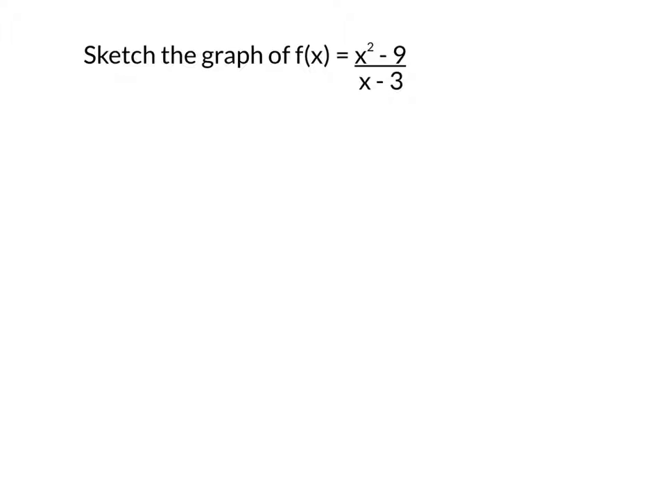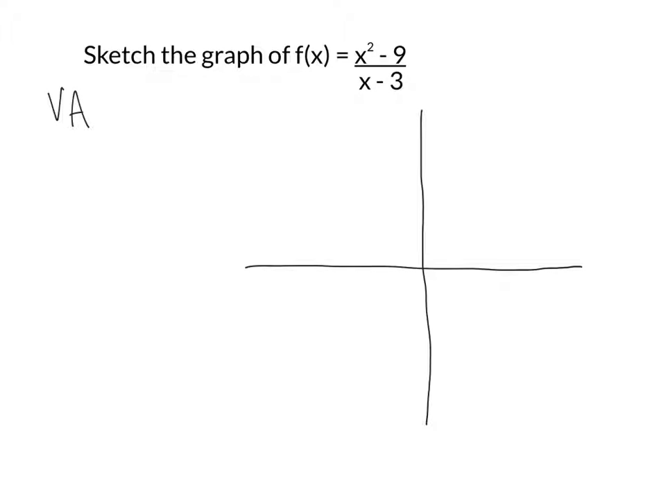So we're first going to start by putting on some axes here. I'm going to put on a y-axis and an x-axis. And we're going to figure out the four basic things for any rational equation. Number one, the vertical asymptote. So we find vertical asymptotes from our denominator. We have to set the denominator equal to 0. So if we set x minus 3 equal to 0, I find that I have a vertical asymptote where x equals 3. So I come over here and I put a dashed line to represent my vertical asymptote.